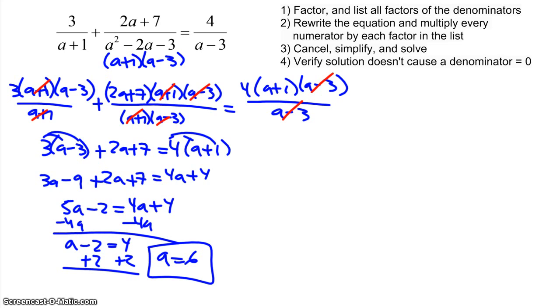Let's double check. Can I put a 6 in here? Yep. 6 minus 3 is okay. 6 plus 1 is okay. That's the solution. All right, so two procedures. Cross multiplication when it's a fraction equals a fraction. Make a list of all the denominator factors and multiply all numerators by each of those things on the list so you can cancel all the fractions in the next step. That is the procedure for more complicated fraction expressions.